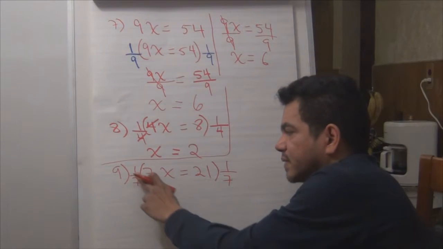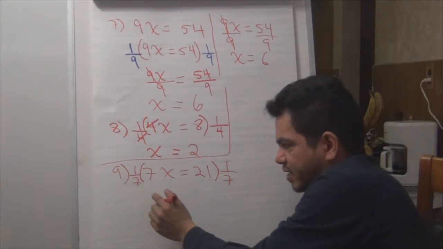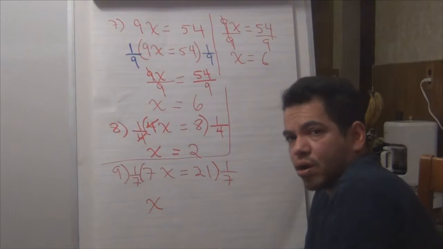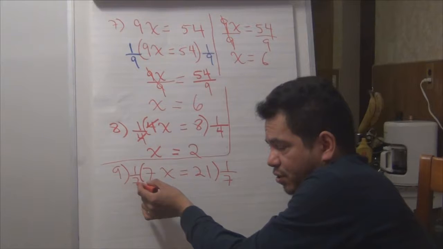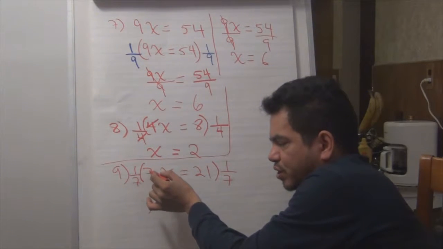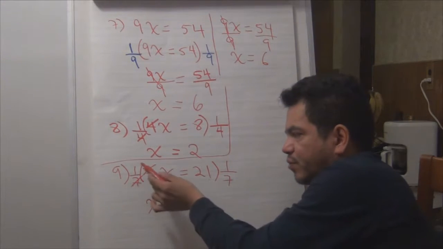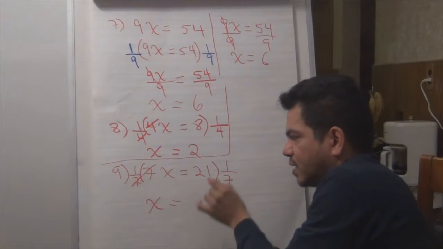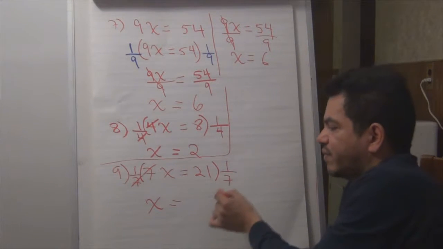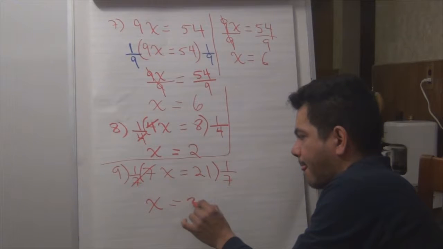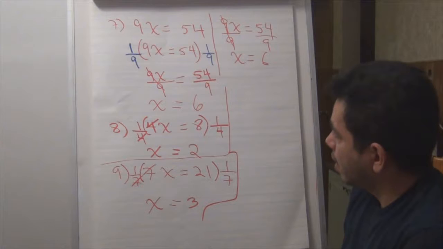So let's see now. 1 times 7x is 7x, divided by 7 is just x. Or you could say, when you multiply and divide, because this is a division, look, 1 divided by 7. When you multiply and divide by the same number, they cancel out, leaving you with 1x. 21 times 1 is 21 over 7. In other words, 21 divided by 7 is 3. Okay? Alright.